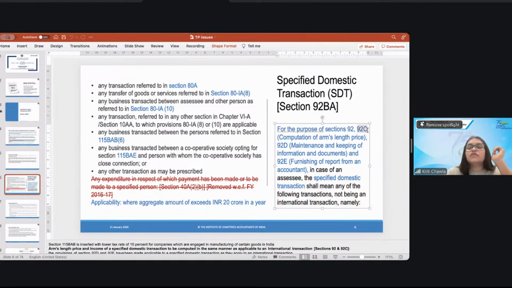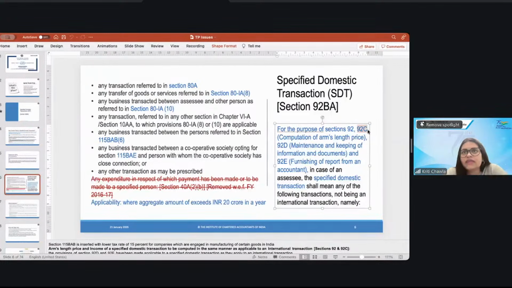Section 92C, which was for the computation of arm's length price, which mentions all the 6 methods out there, that remains the same for specified domestic transaction also. So those methods are common for international transactions and specified domestic transactions. Then section 92D, which talks about the TP study, and section 92E, which talks about the accountant's report, all these things are applicable on specified domestic transactions also. So everything, all the provisions are made applicable there as well.